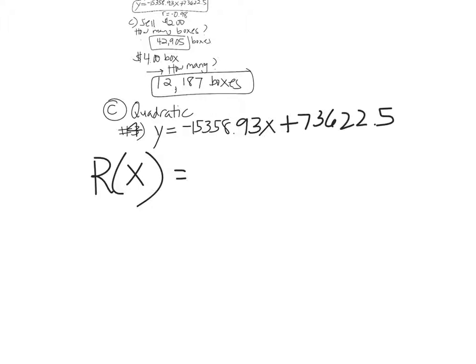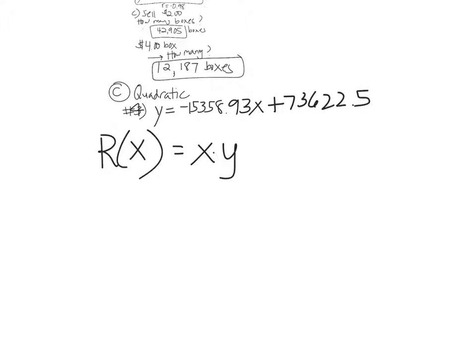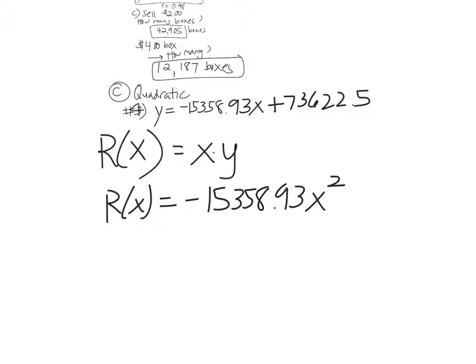All right, so to do that, this is what you want to do. You want to take X, the price, times Y, your function that's given to you, okay? So the revenue function is going to be this. R of X equals negative 15,358.93x squared plus 73,622.5x. So you take the price of the box, X, times how many that you're going to sell, which is Y, and that's going to be our revenue.